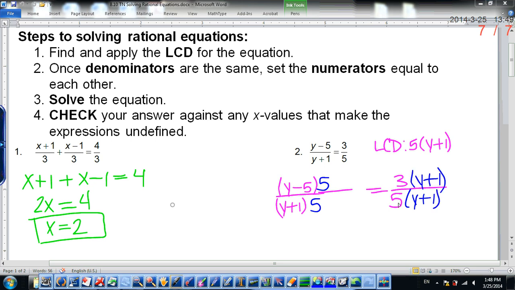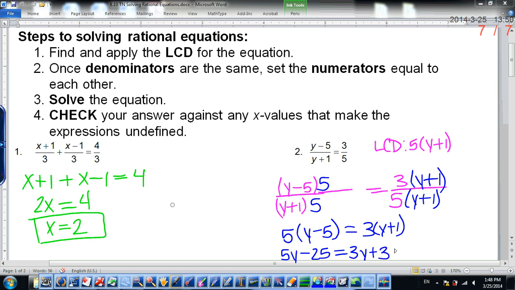So now that we have the same denominators, we can go ahead and set the numerators equal to each other. So that would give me 5 times y minus 5 is equal to 3 times y plus 1. You see that that's the same that you would get from cross multiplying. So that's really what we're doing. So let's go ahead and solve this equation. I would get 5y minus 25 is equal to 3y plus 3. So that gives me 2y is equal to 28.